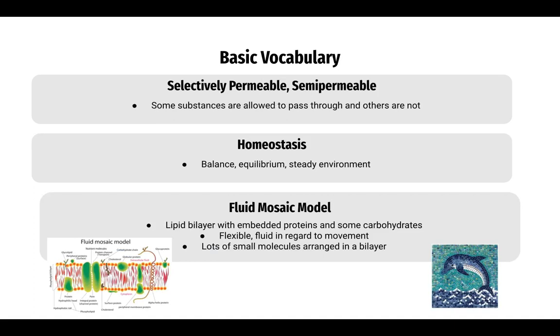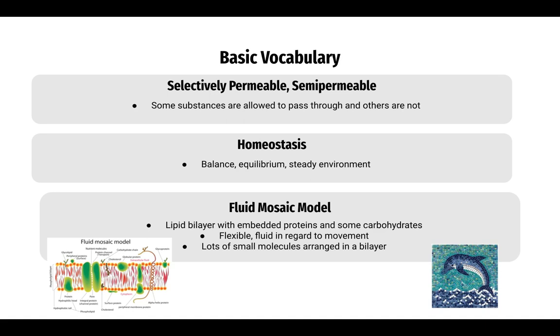So we talked about selective permeability, or being semi-permeable. This just means that you get to choose what's coming in and what's coming out. So the cell membrane is selectively permeable or semi-permeable. It gets to control what is allowed to pass through and what is not allowed to pass through. It gets to select that.